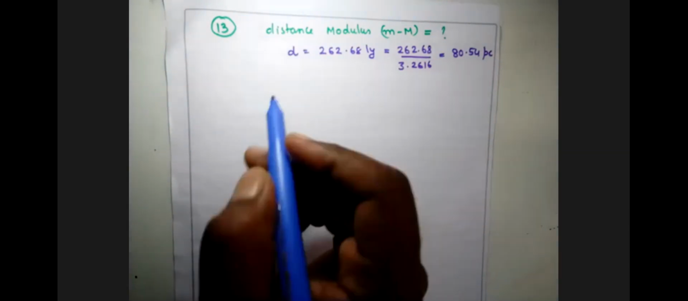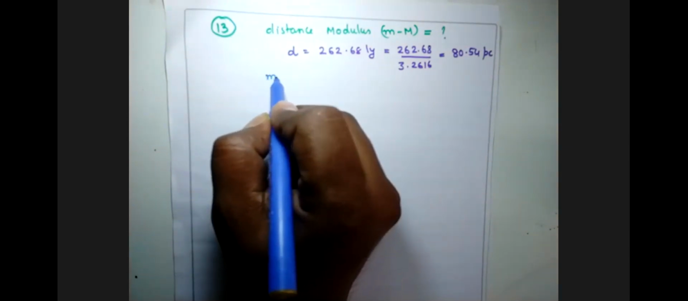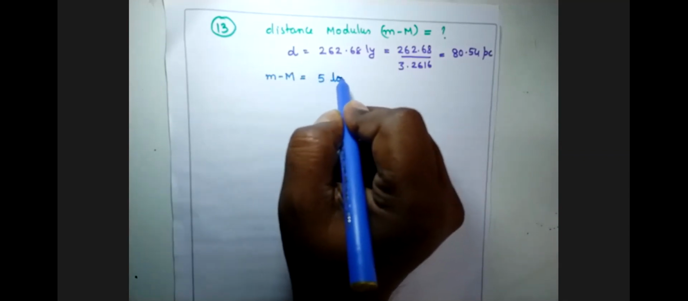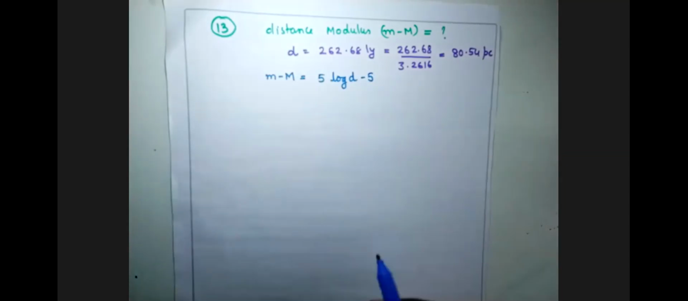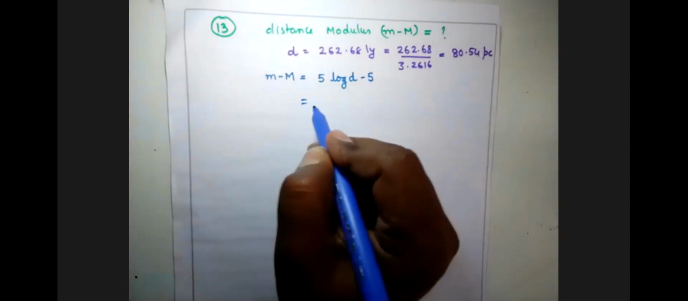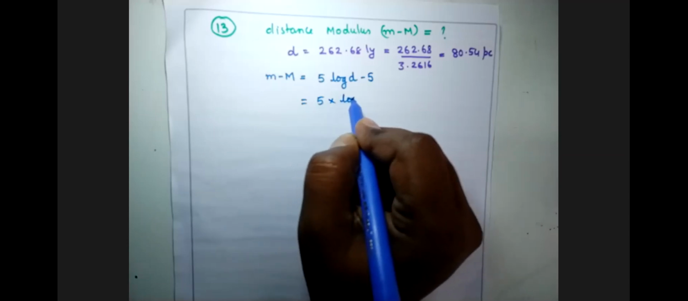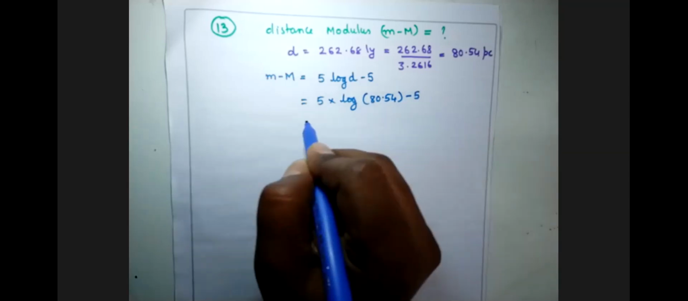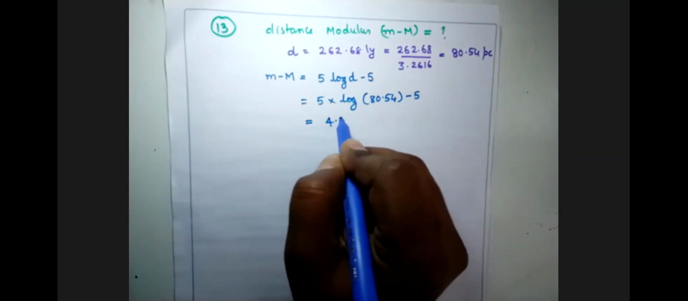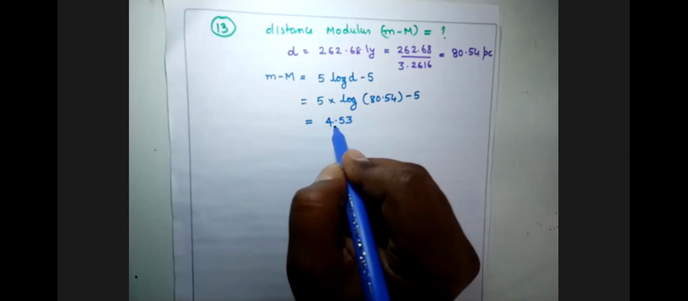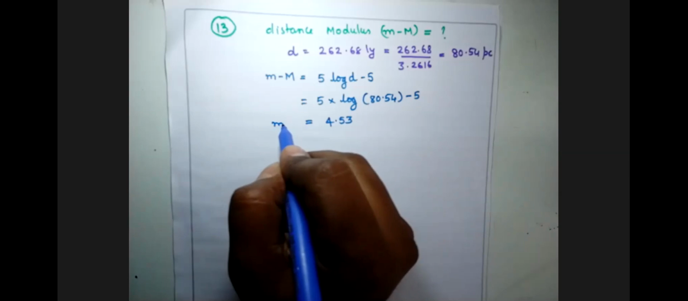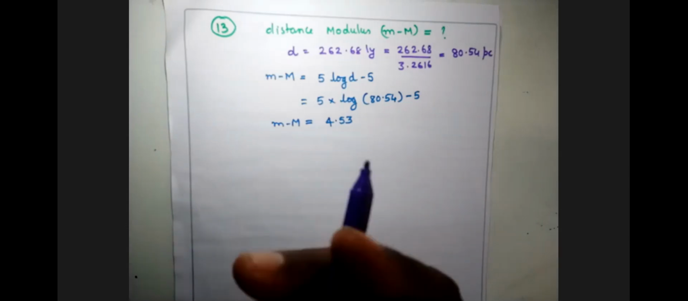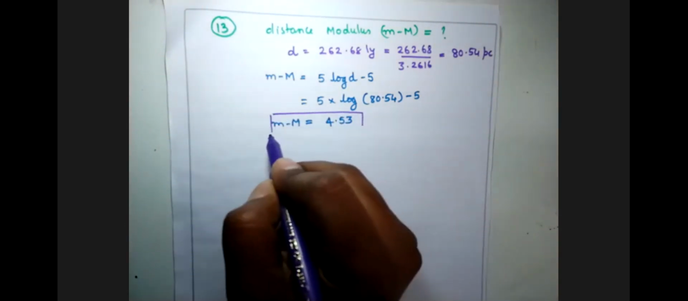Now use the formula small m minus capital M, that is the distance modulus, is equal to 5 log d minus 5. So this is equal to 5 into log of 80.54 parsec minus 5. On solving, the value comes out to be 4.53. The distance modulus comes out to be 4.53.